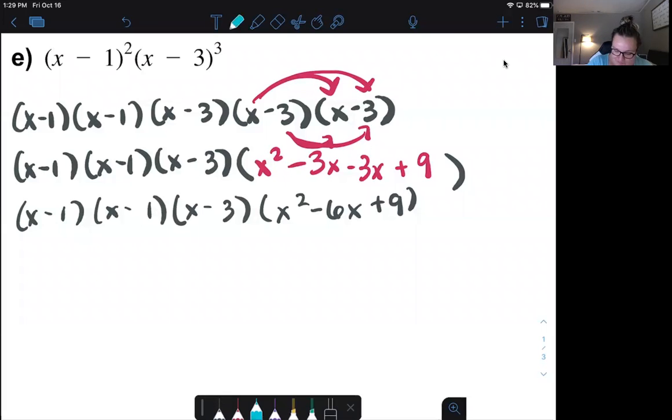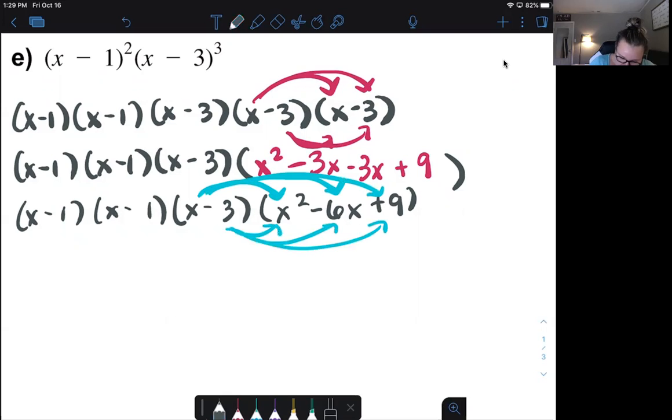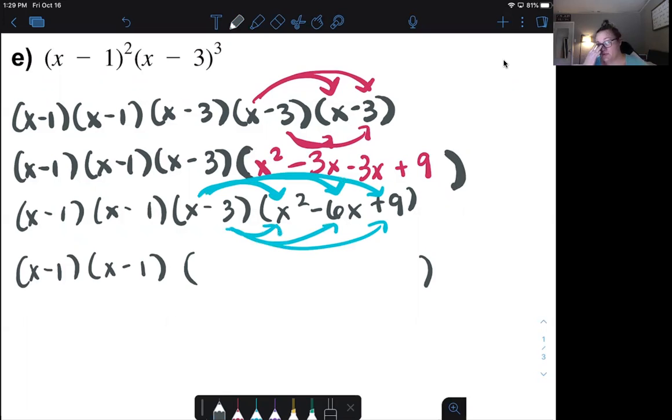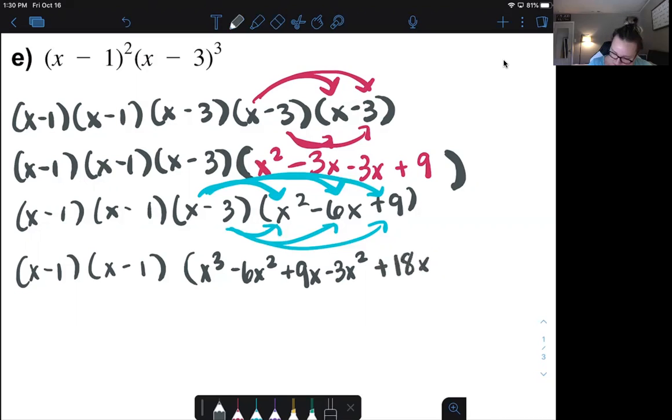So now we're going to distribute x to each of these, and then we're going to distribute the negative 3 to each term as well. So we're leaving the first two alone. Also, I wrote this in parentheses because we have to multiply this by the rest. So we're keeping things in parentheses until we're all done with all the multiplication. X times x squared would be x cubed. X times negative 6x. X times 9. Negative 3 times x squared. Negative 3 times 6x. Positive 18x. Negative 3 times 9.